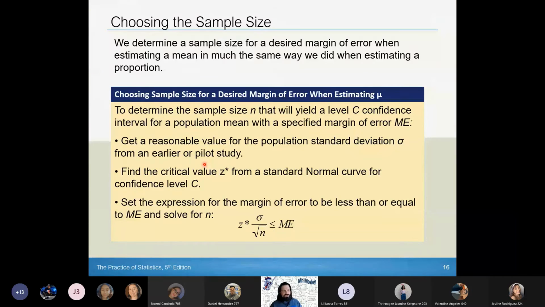We can do that with proportions, right? If we don't have some reasonable value from an earlier pilot study with a proportion, we just go, okay, well, let's use 0.5. For means, we don't have that luxury. We either have something or we don't. If we don't, we're kind of stuck.